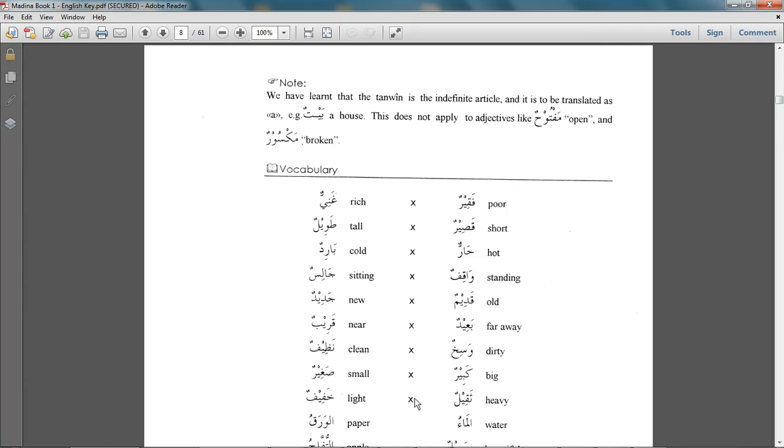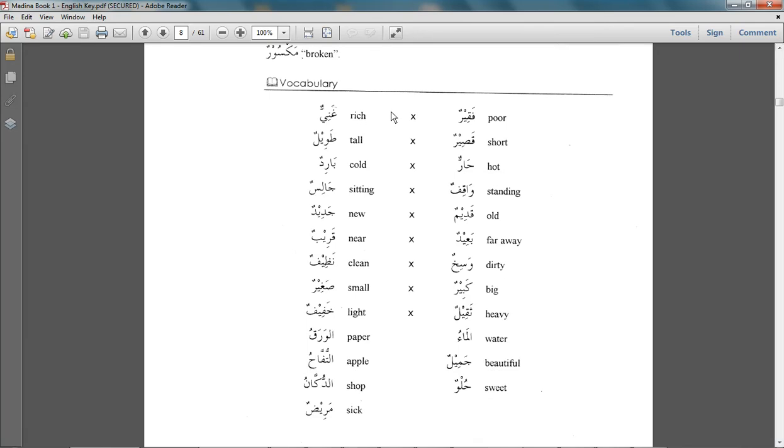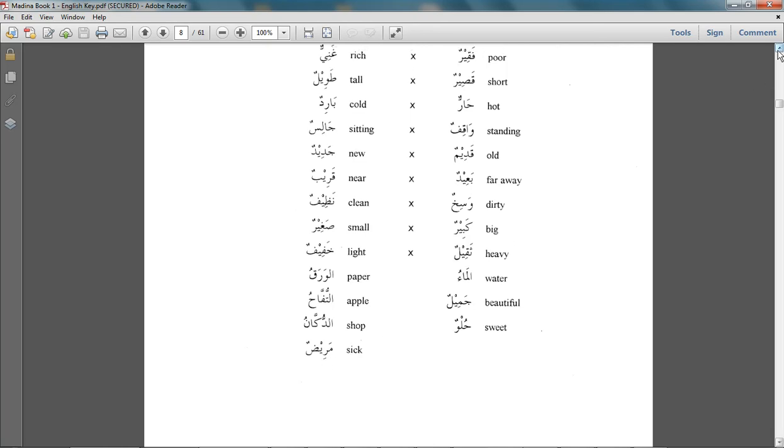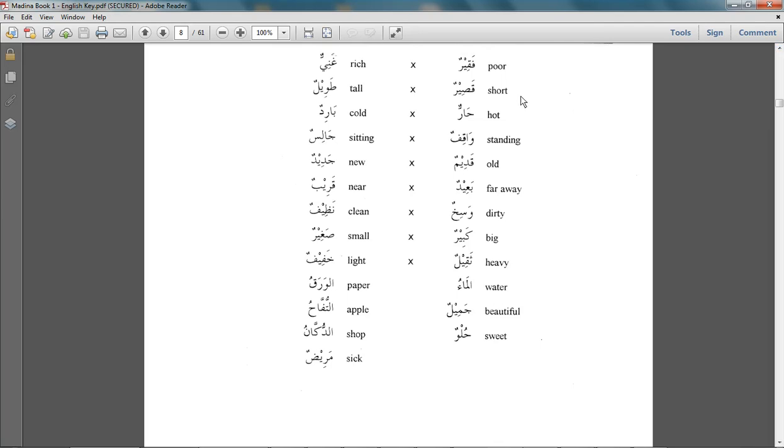And then we have the vocabulary that is going to come in this lesson. You can basically go through it quickly. غني means rich, طويل tall, باردٌ cold, جالس sitting, جديد new, قريب near, نظيف clean, صغير small, خفيف light, الورق paper, التفاح apple, الدكان the shop, مريض sick, فقير poor, قصير short, which is short in height, حار hot, واقف standing, قديم old, بعيد far away, وسخ dirty, كبير big, ثقيل heavy, الماء water, جميل beautiful, حلو sweet.